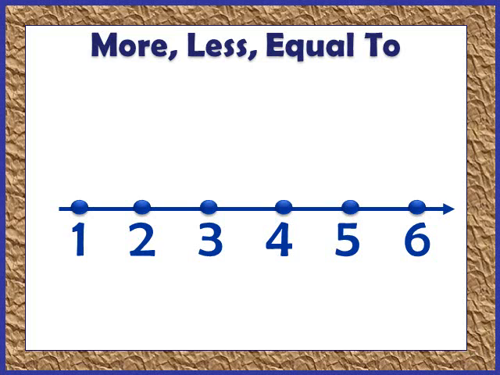Another great tool to use in kindergarten is the number line. When talking about more or less and equal to, you can use the number line to compare numbers by having students put a chip on a number, for example the number 3, and then finding numbers that are more than or greater than this number. So for example the number 4 and the number 5 are greater than 3. You could also have students find numbers that are less than 3, for example 2 and 1 are less than 3, or numbers that are equal to 3.